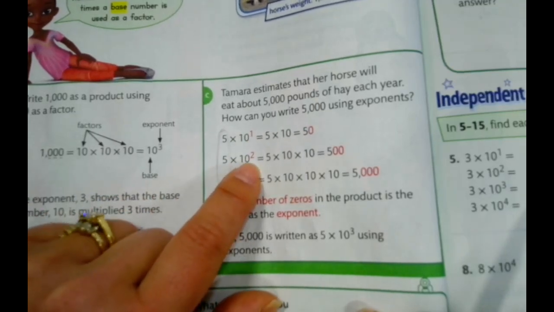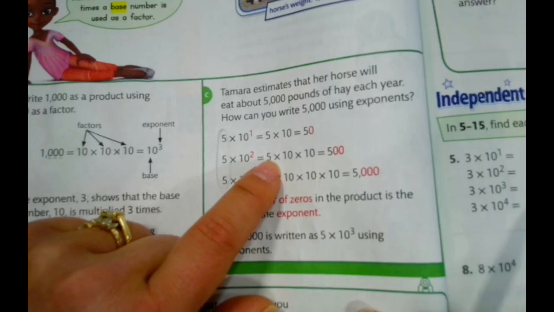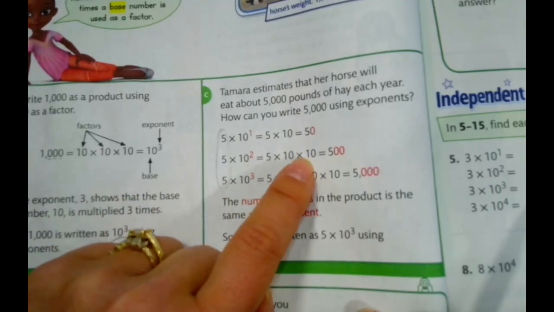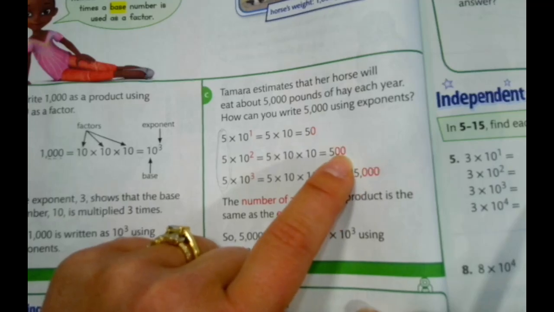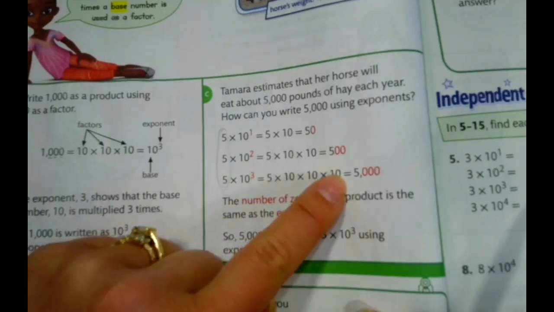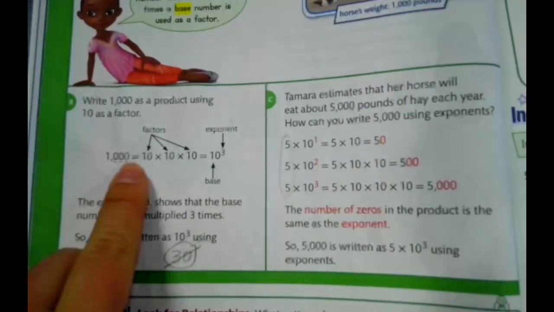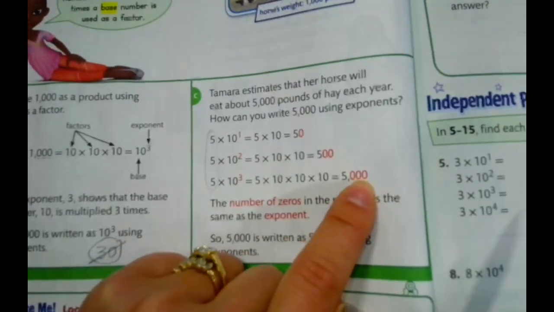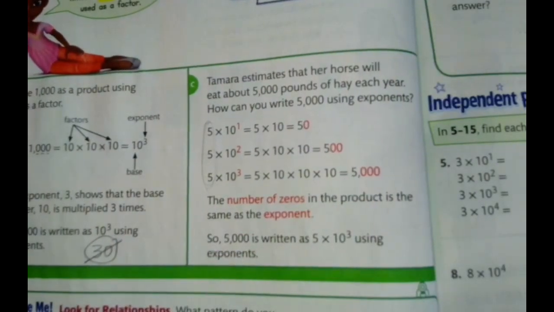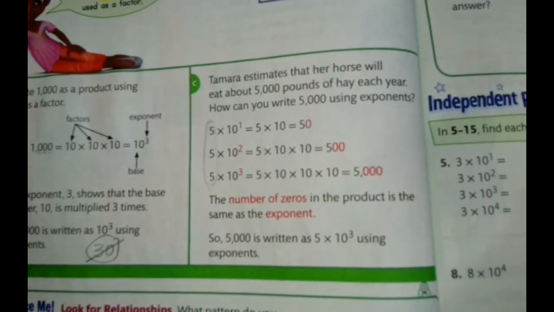5 times 10 to the 2nd power is like saying 5 times 10 times 10, which is equal to 5 times 100, which is equal to 500. And 5 times 10 to the 3rd power is the same thing as 5 times 10 times 10 times 10, which is equal to 5 times 1,000. So that is equal to 5,000. Now, the good news is that with this, you don't really have to think about multiplication because we're dealing with zeros.